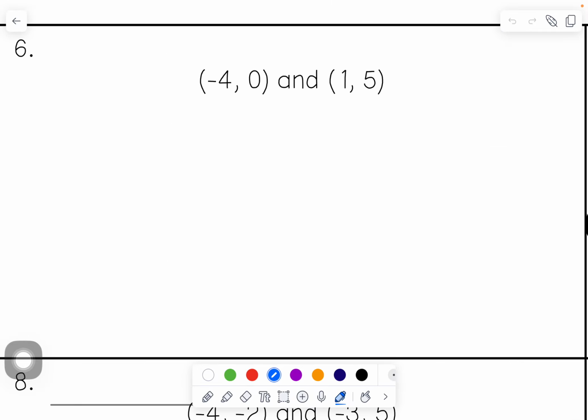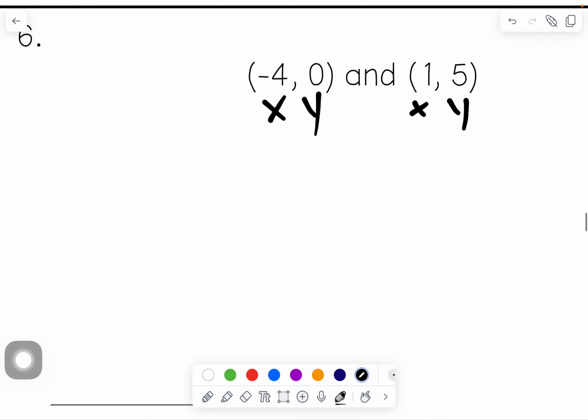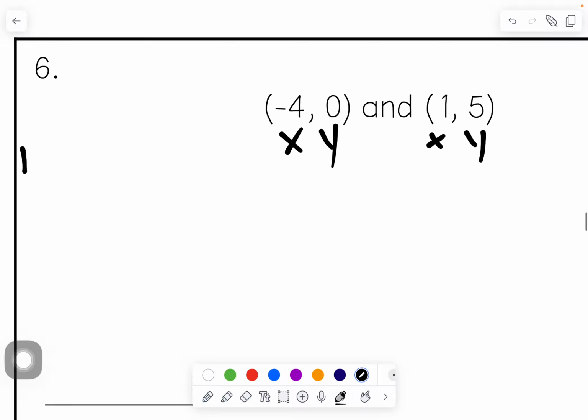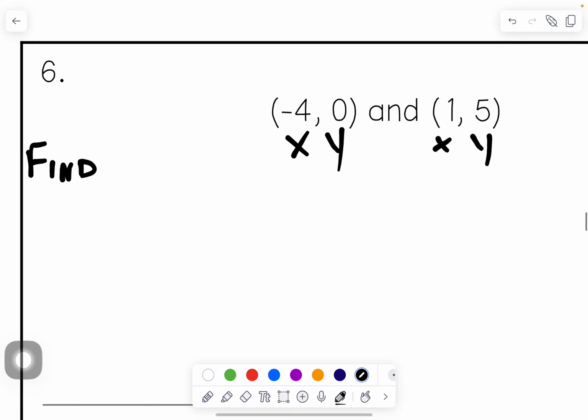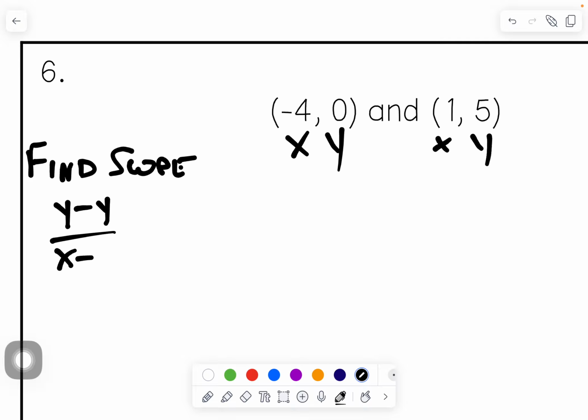All right, so here's my first coordinate. I'm going to label my x's and y's. Now, it doesn't really matter which ones you go first or second, as long as they match each other, and the y's always have to go on top. So y minus y on top. The first step here is to find the slope. We do that with our formula, y minus y over x minus x.